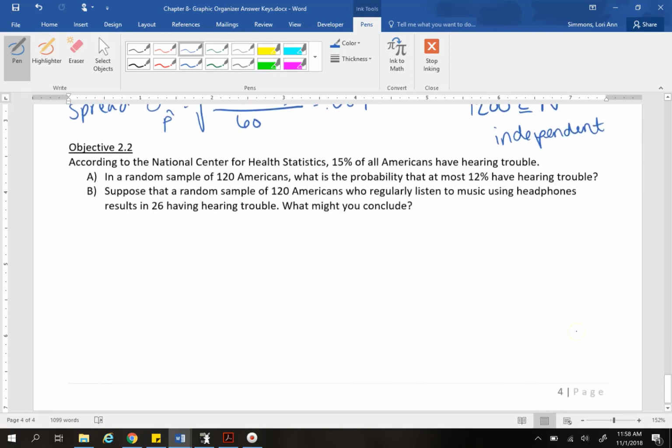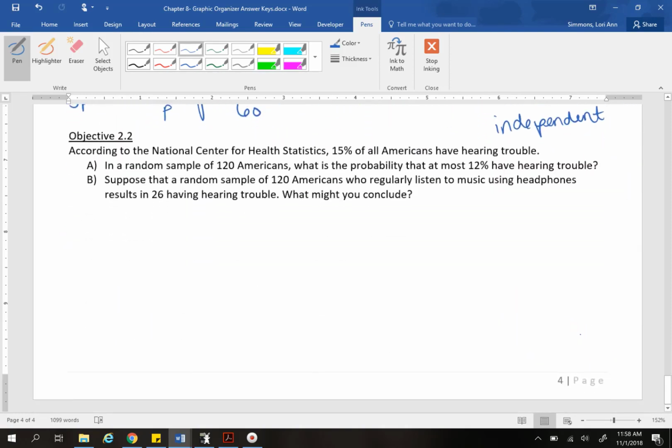Let's look at another example. According to the National Center for Health Statistics, 15% of all Americans have hearing trouble. Part A. In a random sample of 120 Americans, what is the probability that at most 12% have hearing problems?